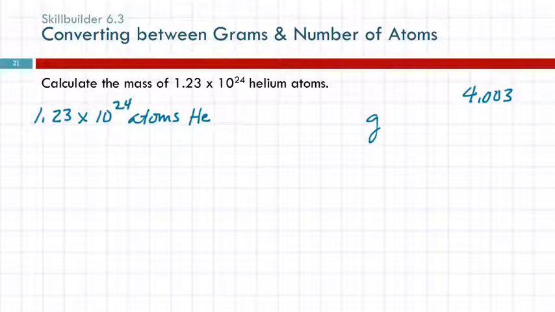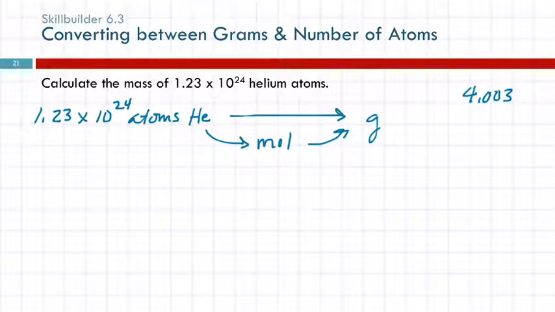So we can do this in one step, going directly from atoms to grams, like we did in the previous problem, or we can do it in 2 steps by going through moles first. I'm going to do this one in 2 steps just to illustrate what that would look like.